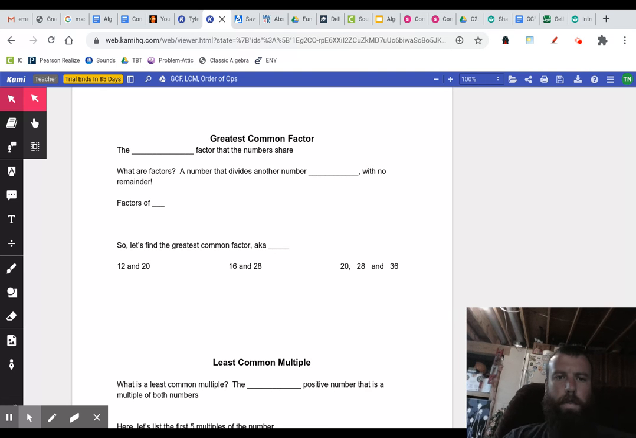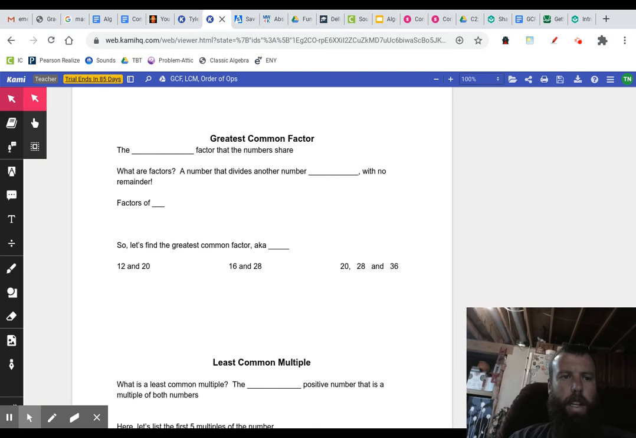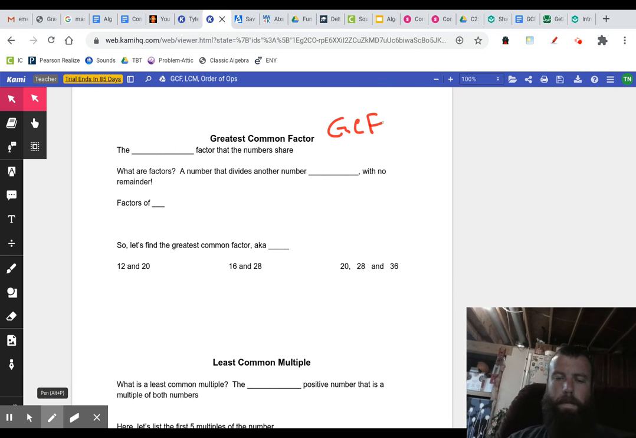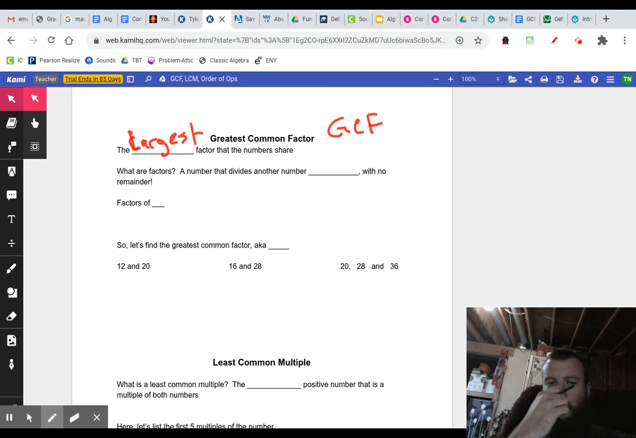So this first one here, you can already tell, is about greatest common factor. I just want to jump right in. That should hopefully sound familiar to you. We also call the greatest common factor, or you've heard it called, the GCF. Kind of self-explanatory there. But the greatest common factor is the largest factor that the numbers share.